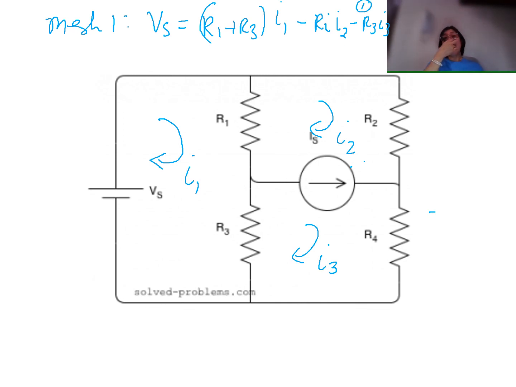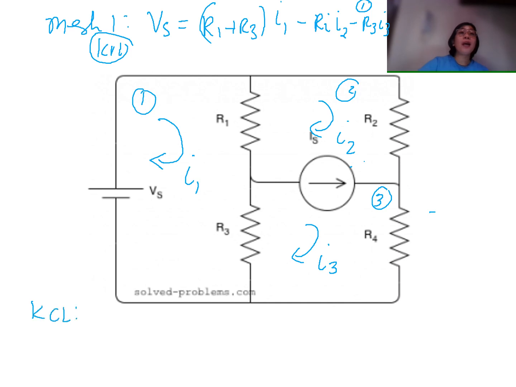Since we have a super mesh between mesh number 2 and mesh number 3, this is our mesh number 1, this is our mesh number 2, and this is mesh number 3. Between mesh number 2 and 3, we have your current source. So instead of KVL now, we have a KCL, because we have a current source between meshes 2 and 3. Therefore, your mesh 1 is in the form of a KVL, and our next equation is in the form of a KCL.